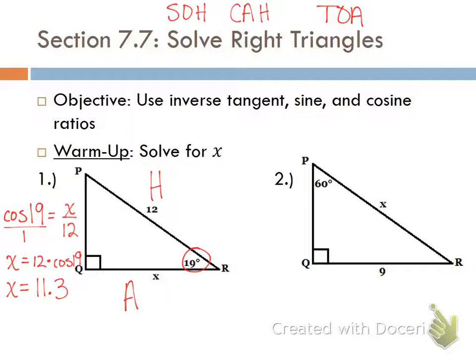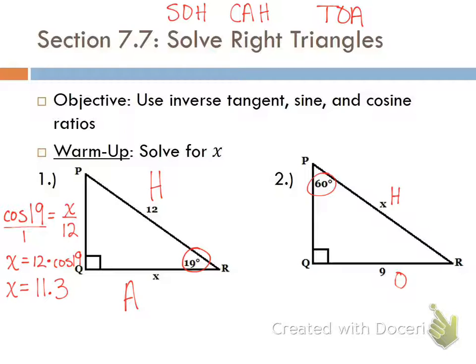All right, on warm-up 2, they labeled a 60-degree angle for us. So technically, we have two ways of doing this. One way of doing it would be to use our special right triangles. We'll go ahead and stick with the trig way of doing it for now, just since that's what we've been practicing. In relation to the 60-degree angle, the 9 represents what side of the triangle? The opposite side, and the x represents the hypotenuse. Which trig function should we use?